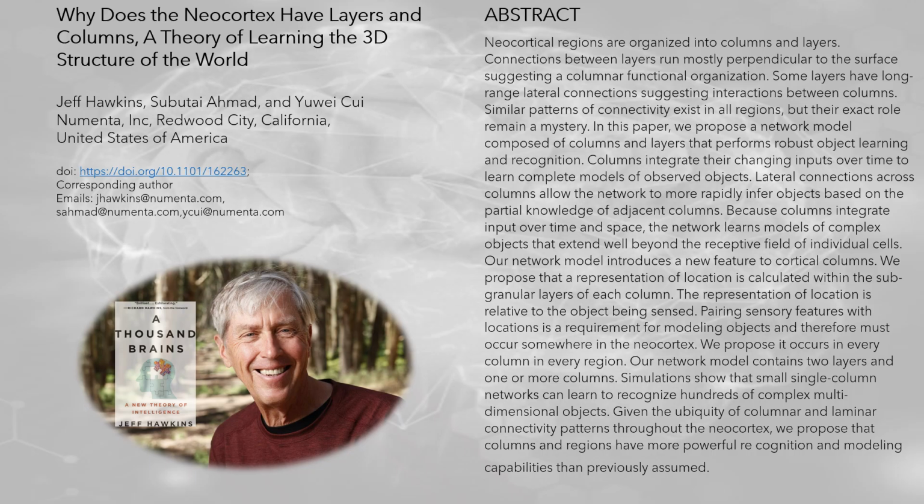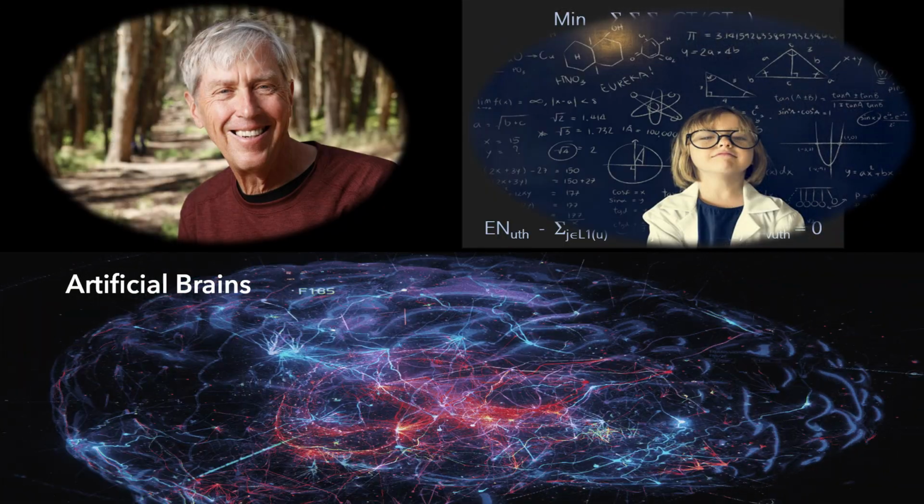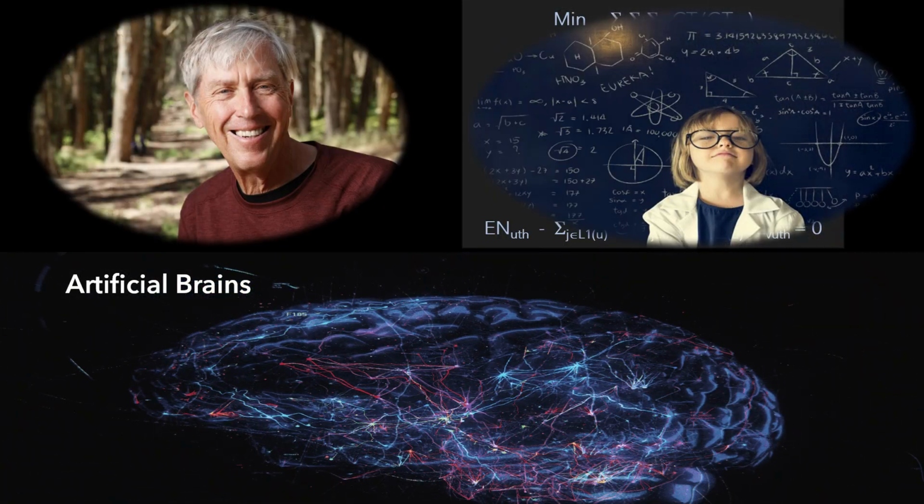One of the scientists who has most influenced HY's work is Jeff Hawkins through his publications, such as "Why Does the Neocortex Have Layers and Columns? A Theory of Learning the 3D Structure of the World," and his book "A Thousand Brains," in which Hawkins presents a vision of artificial neural networks based on neuroscientific studies. HY has integrated Hawkins' concepts into artificial brains.